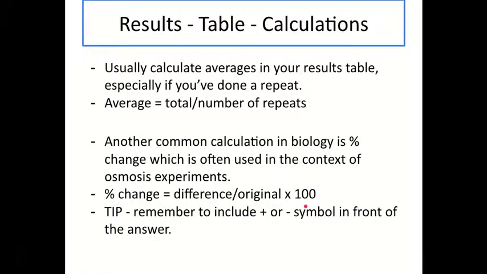However, there's another type of calculation in biology, which is really common, and that's percentage change. You'll need to know this for the exam, and it's often used in context of osmosis experiments. To do this, you work out the difference, divide it by the original, and then times by 100. If you feel you need to work more on this and you need to use this calculation for your report, go and watch the video on percentage change calculations before you do it. A final tip for this type of calculation is that you need to remember to include the plus or negative symbol in front of your final answer, depending on whether mass was gained or lost in the experiment.